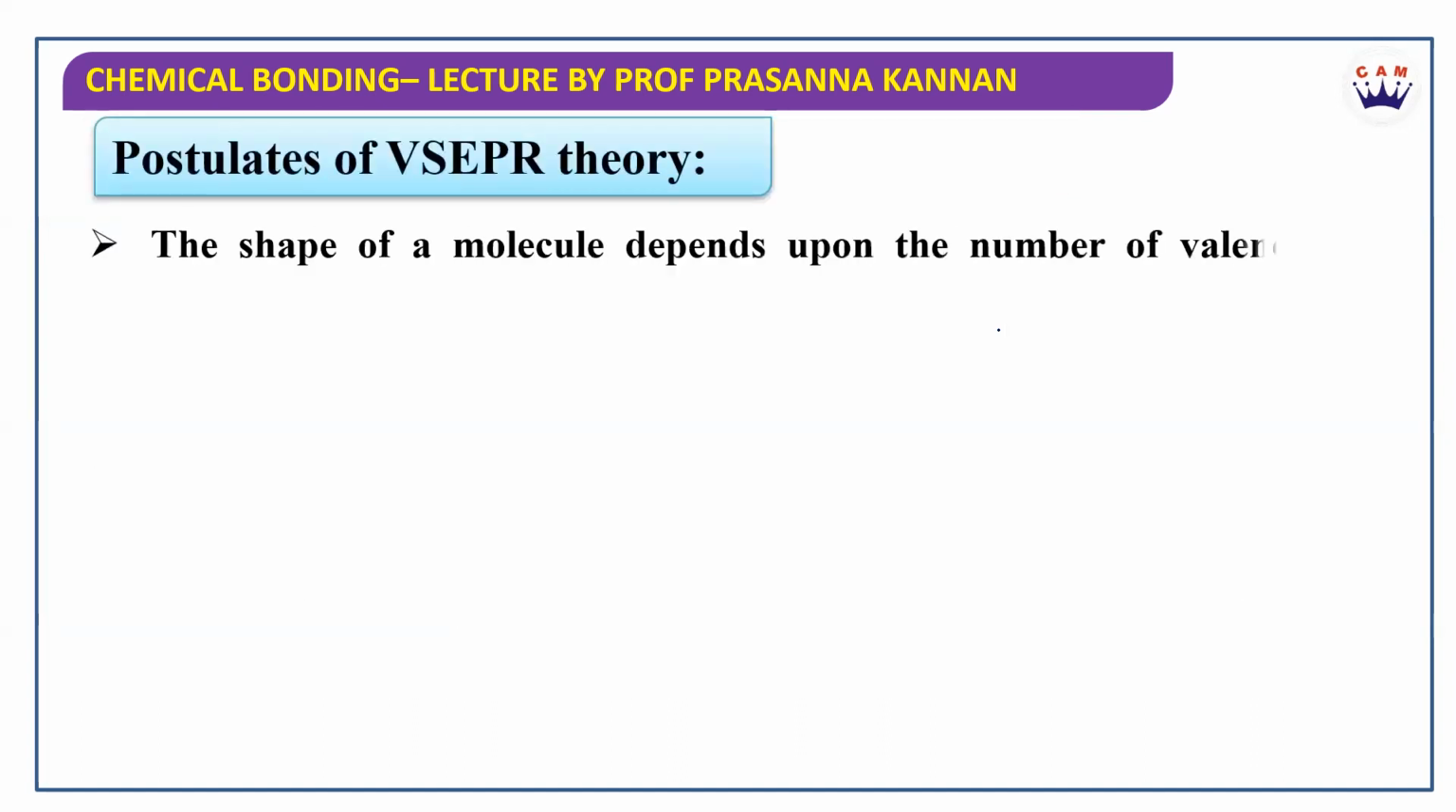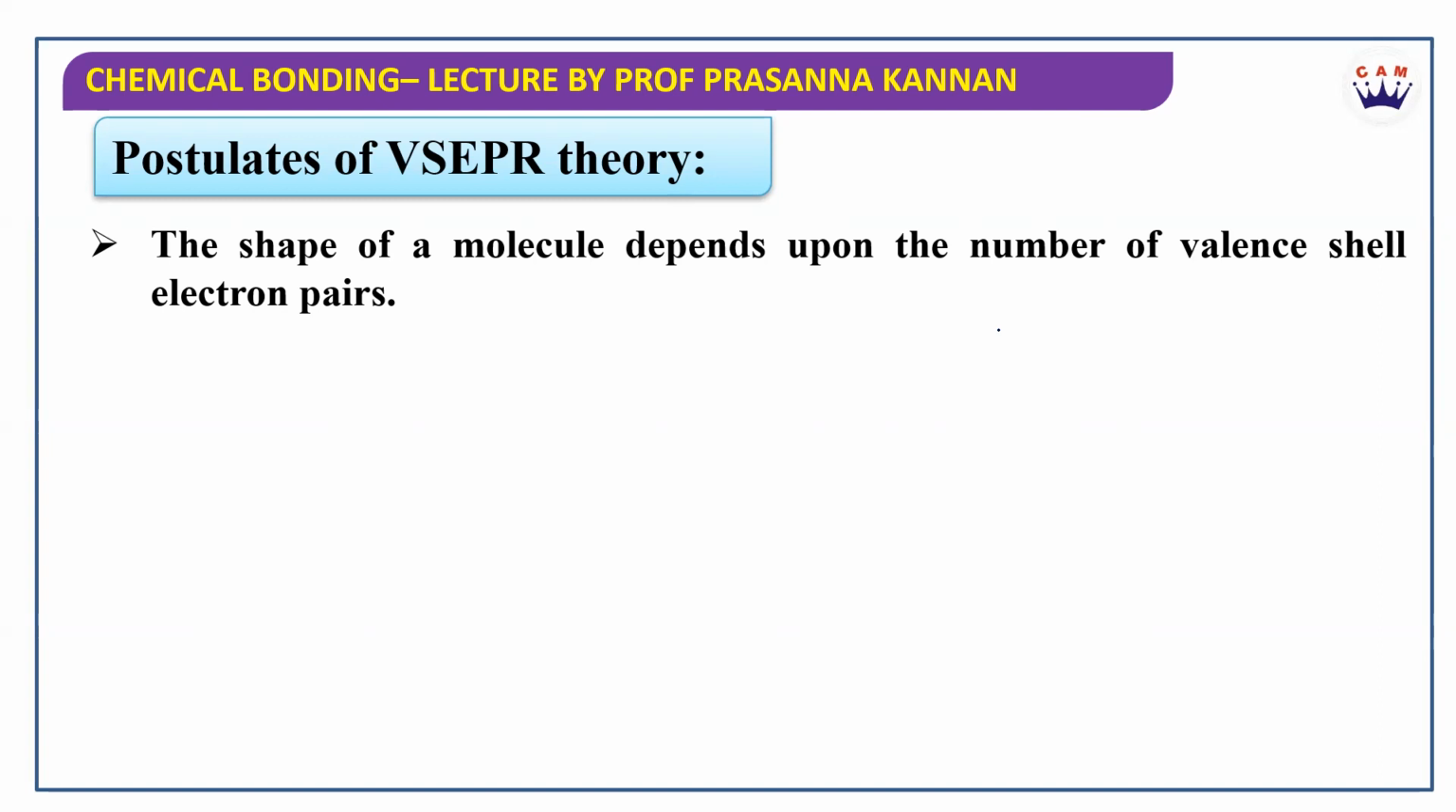Some postulates we are going to list down at one go at this point, but then we are going to see each one of them in detail shortly. So, what are some of the postulates of VSEPR theory? The shape of the molecule depends on the number of valence shell electron pairs. When I'm talking about shape of a molecule, it depends on what? The number of valence shell electron pairs.